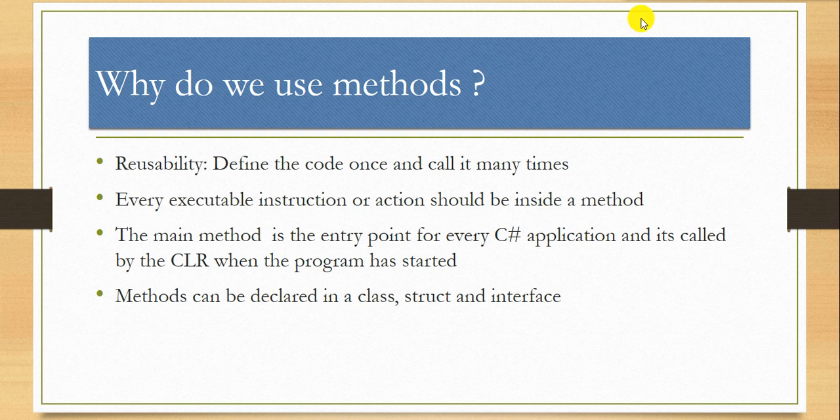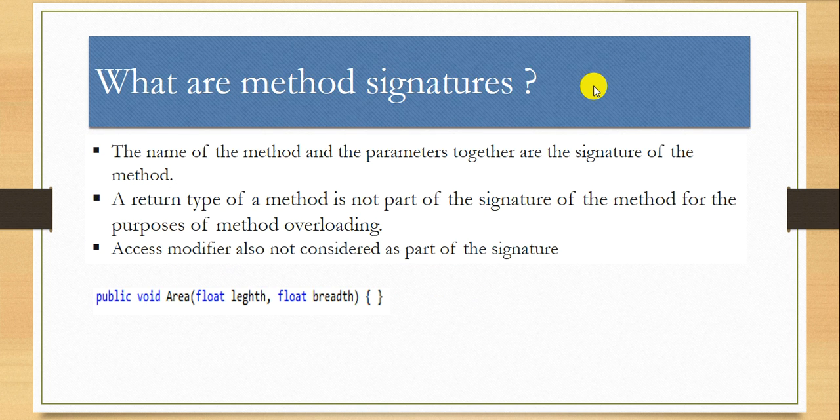So next I'm going to talk about what are method signatures. Basically the name of the method and the parameters together form the method signature. A return type is not a part of the signature of the method for the purposes of method overloading. You will learn about method overloading in detail later in this video. Even the access modifier is not considered as a part of the signature of the method.